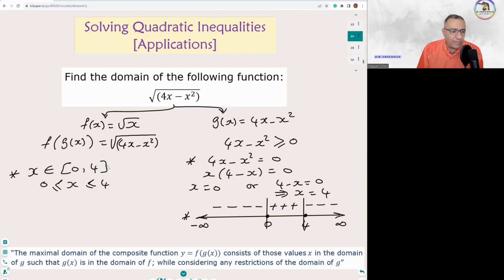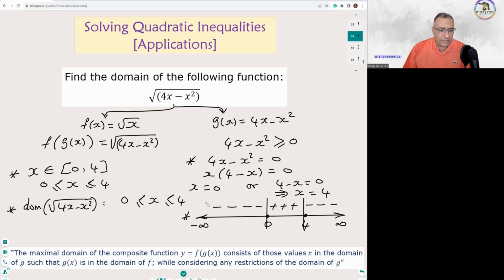So now we can write down the domain of this function, because the domain of this square root of 4x minus x squared is all the values that satisfy this inequality, as we discussed. So we can say the domain of the square root of 4x minus x squared is exactly all x belongs to R, such that x is between 0 and 4.